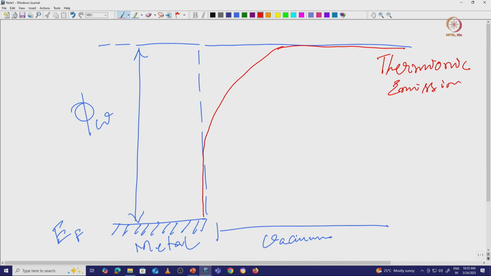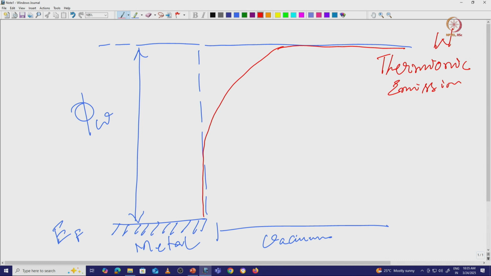Okay, so this is called thermionic emission, and you can see that here the energy barrier is very high. So you need a huge amount of heat energy to heat that filament and extract the electron. For thermionic emission, one good example is the tungsten filament. Most of the time we are using a tungsten filament.